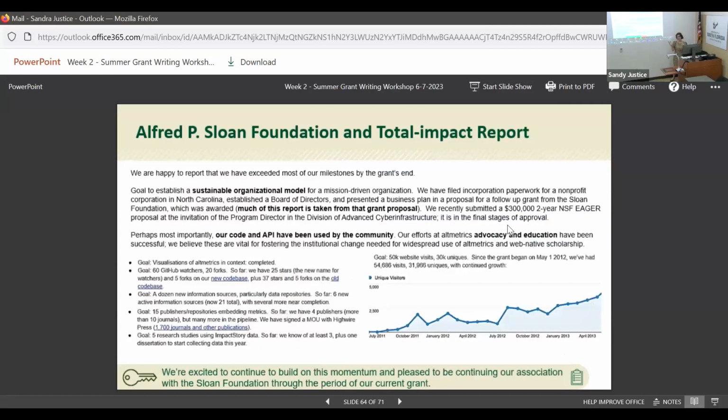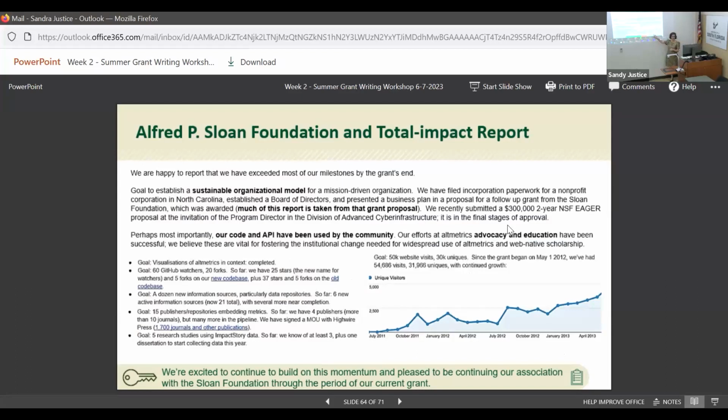For Alfred Sloan, for example, they really like short-term outcomes and long-term outcomes. So a lot of those things align with what they ask for. And total impact, then at the end of your project, you're going to report what it is that you accomplished with the funding that we gave you. Here's what we said we would do. Here's what we did. Here are the outcomes, right?